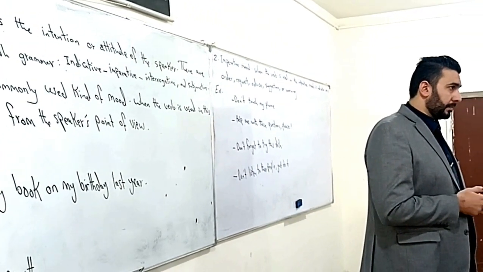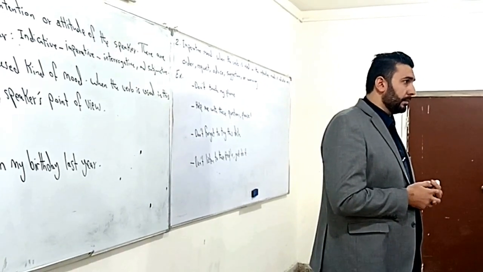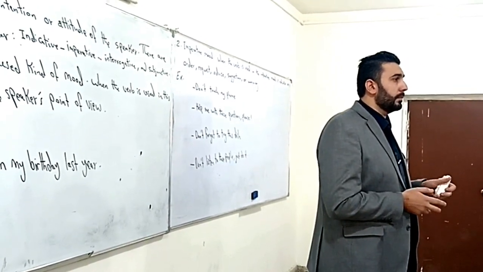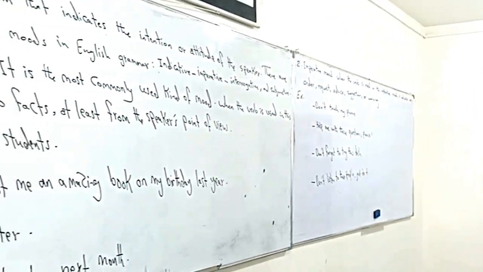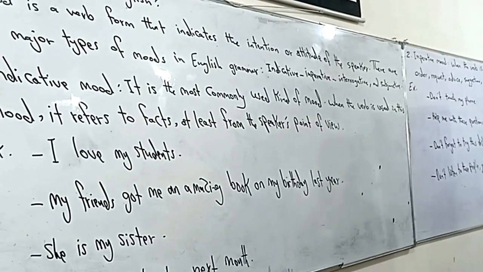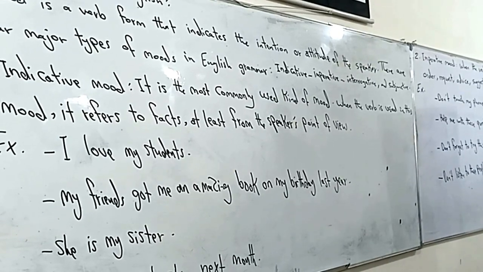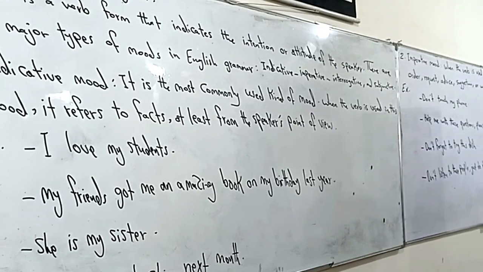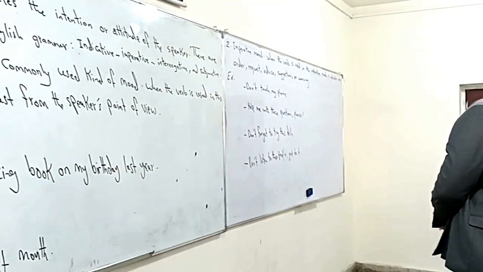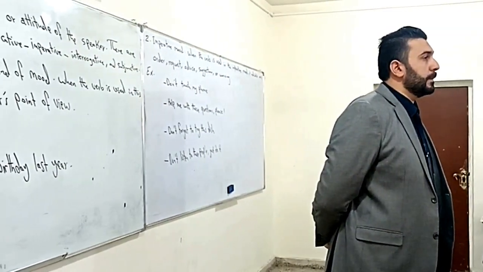There are three types of non-finite verbs. Gerunds, which are verbs that act like nouns, and participles, present participle and past participle. And the third one is the base form of the verb, which is the infinitive.